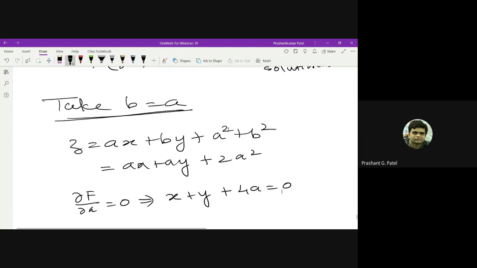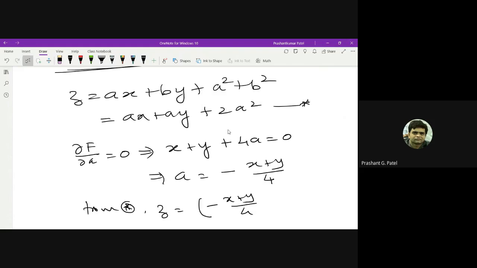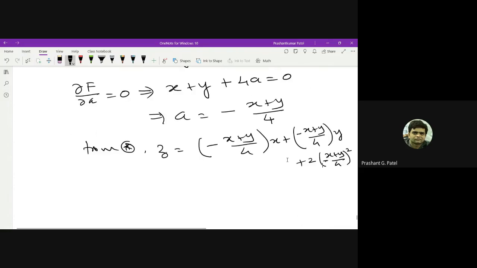So the value of a we can have is a equal to minus (x + y)/4. You substitute this value of a into this equation. I can say this is star. So from star we have z is equal to a, that is minus (x + y)/4 into x plus minus (x + y)/4 into y plus 2 into ((x + y)/4) squared. And we can simplify all the things.